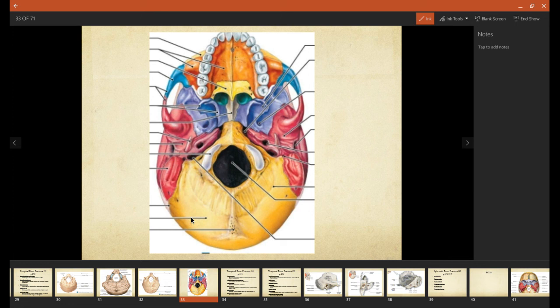Now again, in yellow here is our occipital bone. We see our external occipital protuberance and our foramen magnum. We can still see the occipital condyles here. And so that just gives you an orientation of what we were just looking at in a fully put together or fully articulated skull.